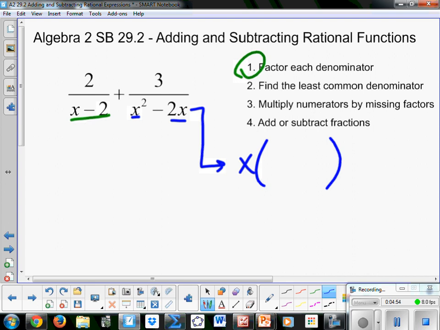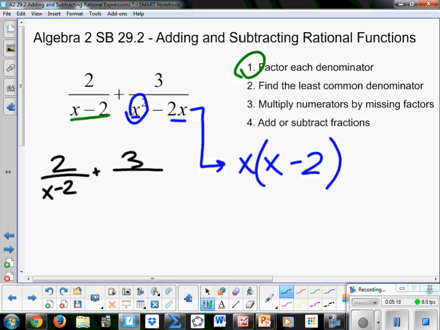Okay, so x times what gives me x squared? Well, that's what I'm going to put here. x times x gives me x squared, and x times negative 2 gives me negative 2x. Okay, so that's what I'm going to use to replace this over here. So my lovely rewritten expression is going to be 2 over x minus 2 plus 3 over x times x minus 2. Okay, so our lowest common denominator then is going to be just like we did with the first one when we had to multiply the two denominators, the two numbers in each denominator.